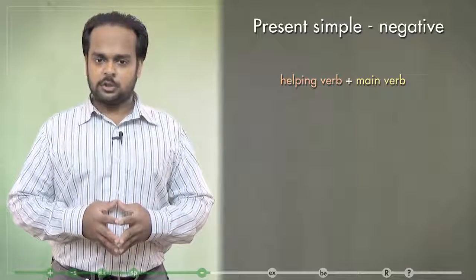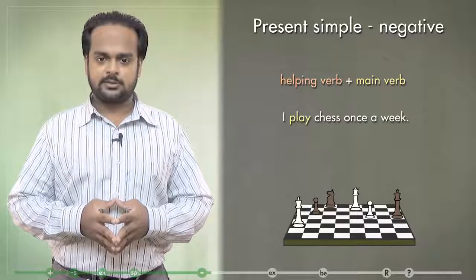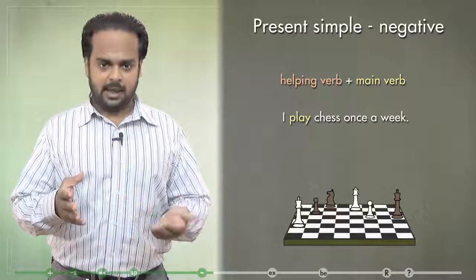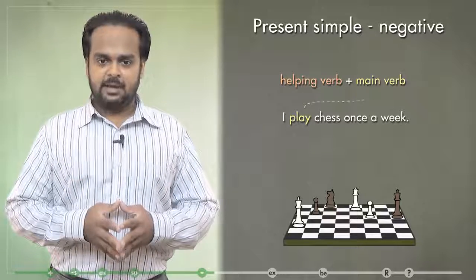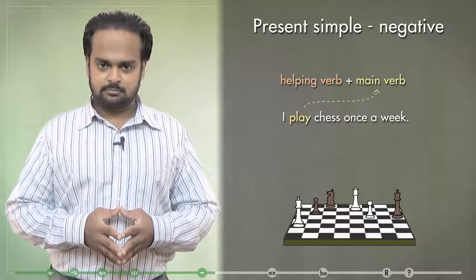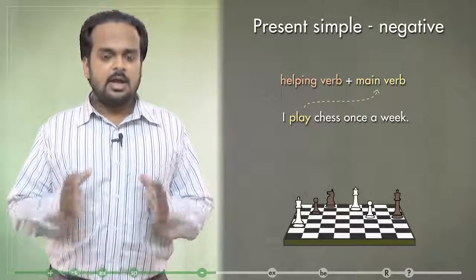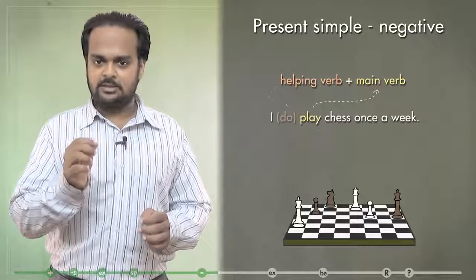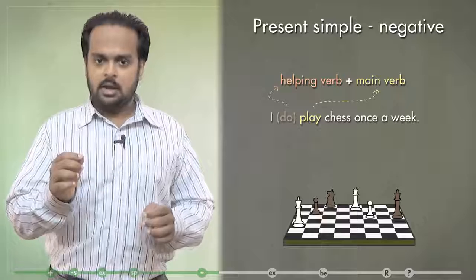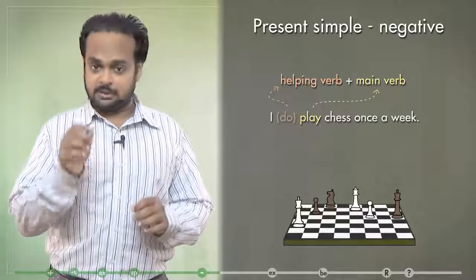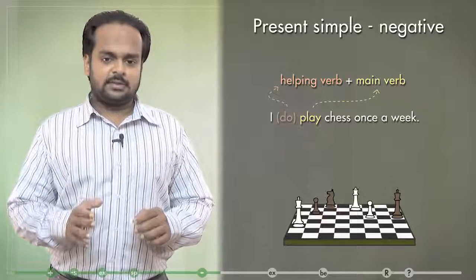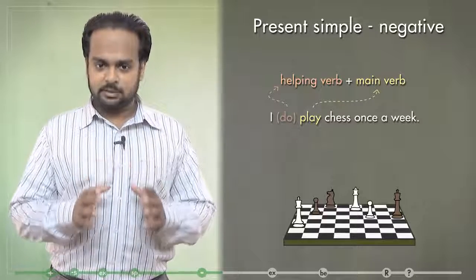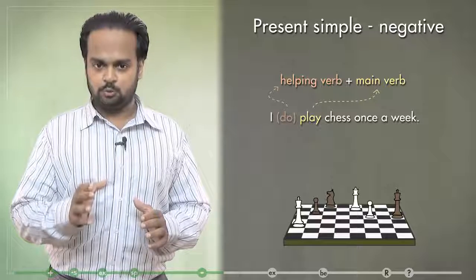Let's take one of our original examples. I play chess once a week. Now you might be saying, I only see one verb, play. Well, the verb play is the main verb in this sentence. So where's the helping verb? In the present simple tense, the helping verb is often hiding. It's the verb do. Normally, when we speak, we don't say it, but it's still there. Now, different tenses have different helping verbs, but remember that for the present simple tense, the helping verb is do.